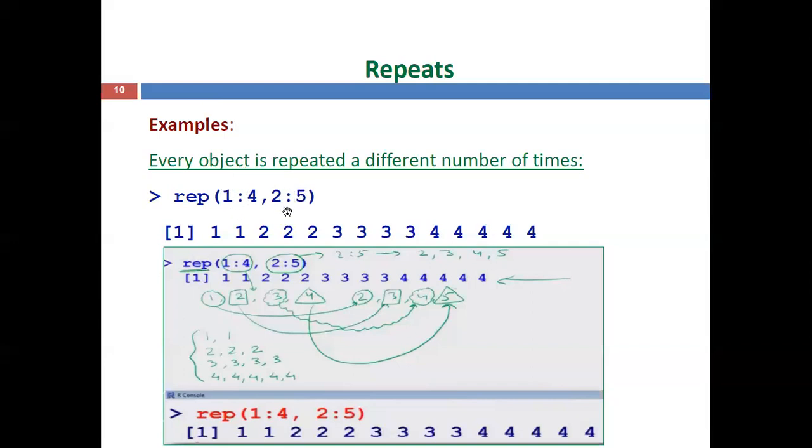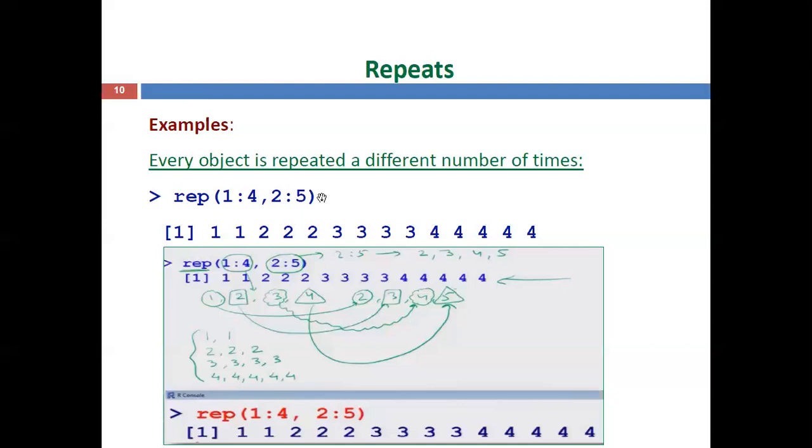Third value can be repeated 4 times. Fourth value can be repeated 5 times. The range 2 to 5 means 2, 3, 4, 5. Here 1 to 4 means 1, 2, 3, 4. First value repeated 2 times. Second value repeated 3 times. Third value repeated 4 times. Fourth value repeated 5 times. So that is the output.